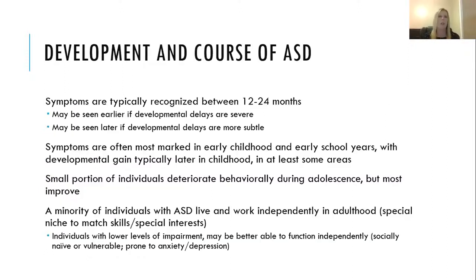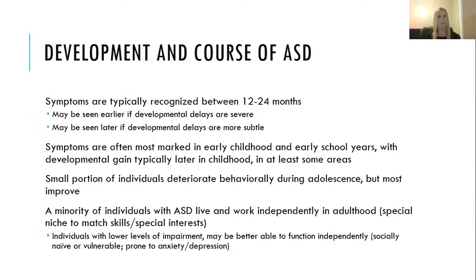So the development and course of autism spectrum disorder, again, the symptoms are typically recognized between 12 and 24 months. We see this earlier in their developmental period if their delays are pretty severe. It also may be seen later if the delays are more subtle. Sometimes for girls, we're seeing that they're diagnosed a little bit later because they're able to socially adapt a little bit more than boys are.